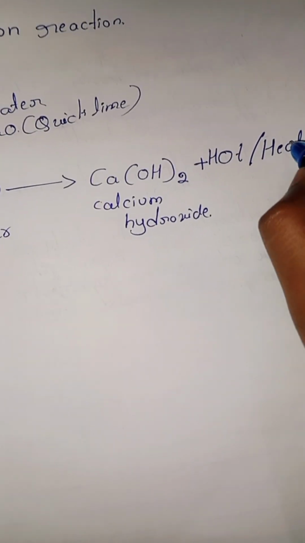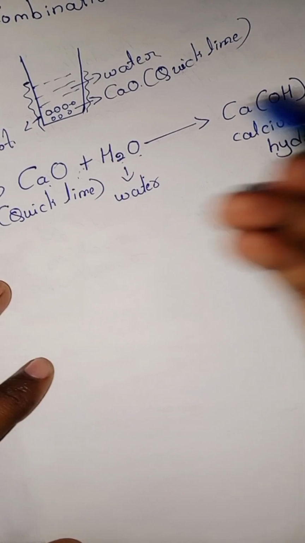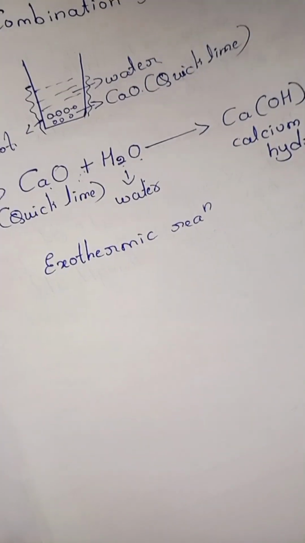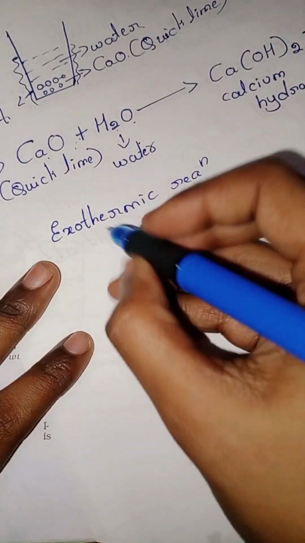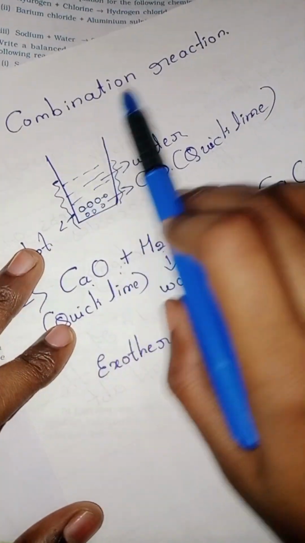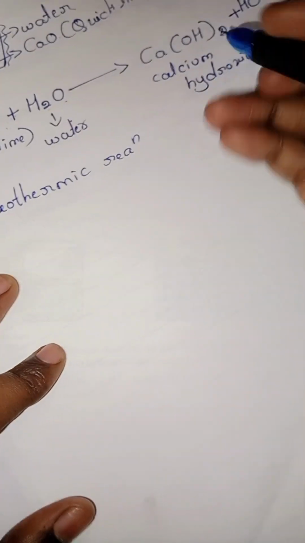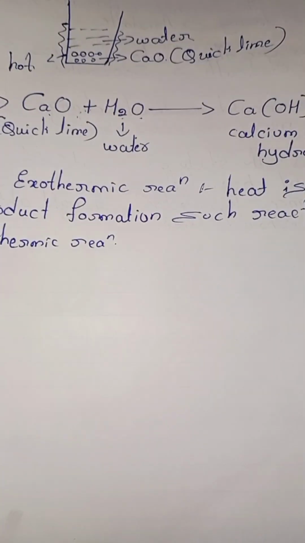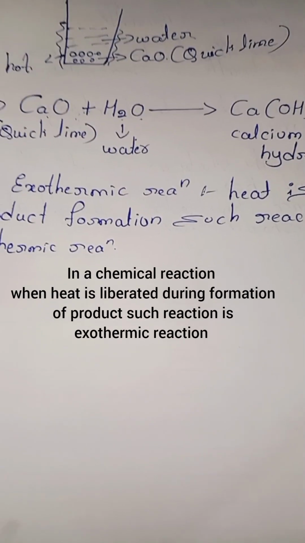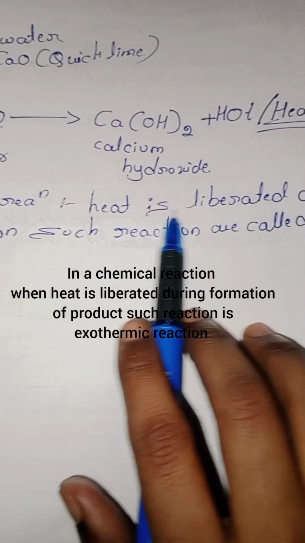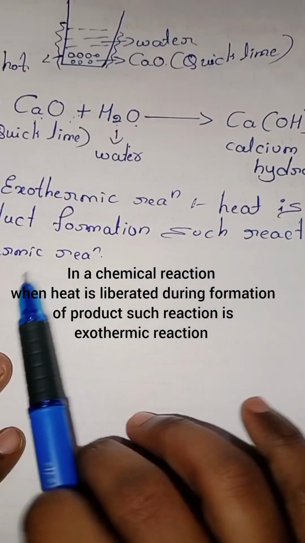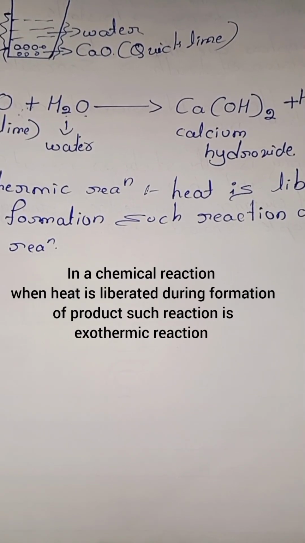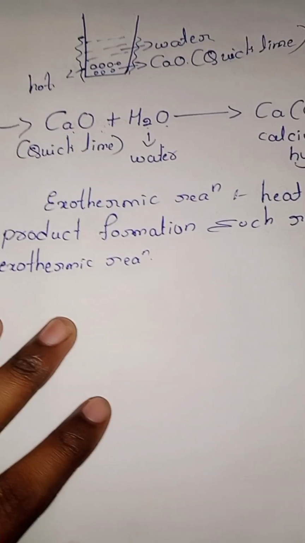See, the reaction in which heat is produced, that reaction we call an exothermic reaction. In any reaction, heat is liberated during the formation of a product; such a reaction we call an exothermic reaction. It is very simple. So we'll take another reaction.